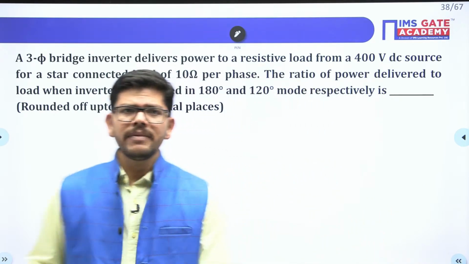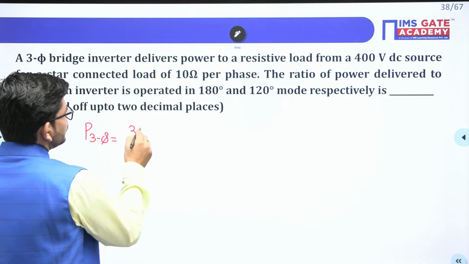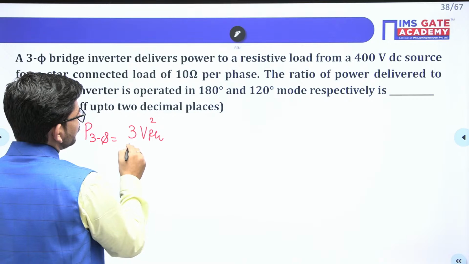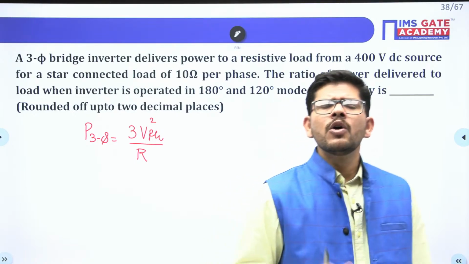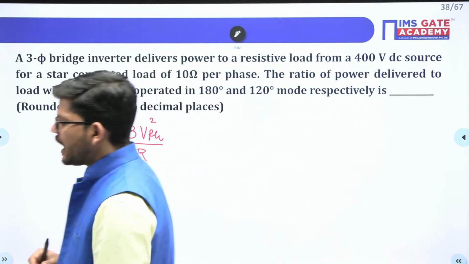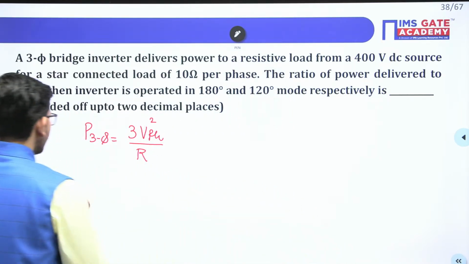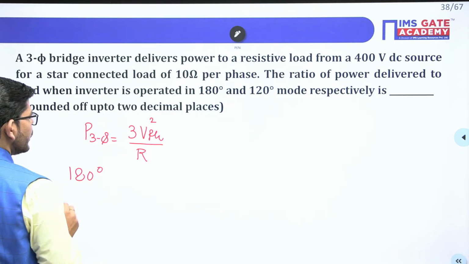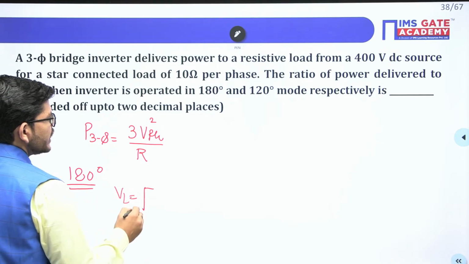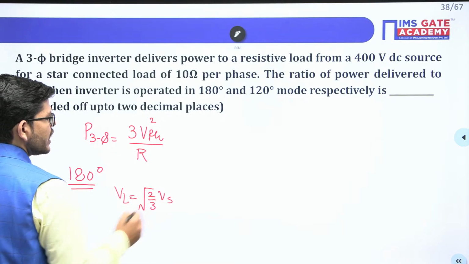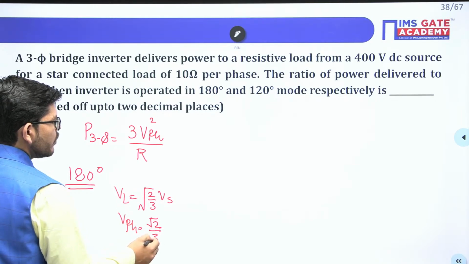Okay, so in 3-phase, guys, how do we calculate power? For a 3-phase power, and for a pure resistive load, this will be equals to 3 V phase square by R. So we should know what is the value of phase voltage in case of 180 degree inverter and in case of 120 degree inverter. So if it is a 180-degree inverter, the value of line voltage is root 2 by 3 Vs, and the value of phase voltage is just divided by root 3, and you will get root 2 by 3 Vs.